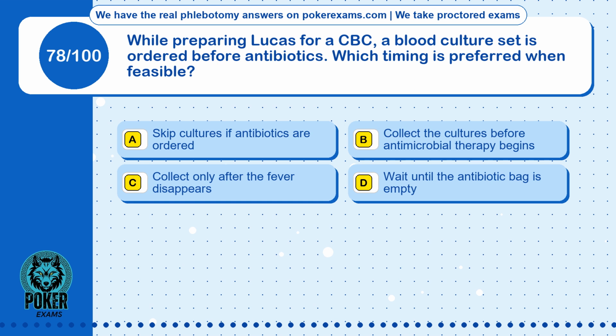Question 78. While preparing Lucas for a CBC, a blood culture set is ordered before antibiotics. Which timing is preferred when feasible? Option A. Skip cultures if antibiotics are ordered. Option B. Collect the cultures before antimicrobial therapy begins. Option C. Collect only after the fever disappears. Option D. Wait until the antibiotic bag is empty.